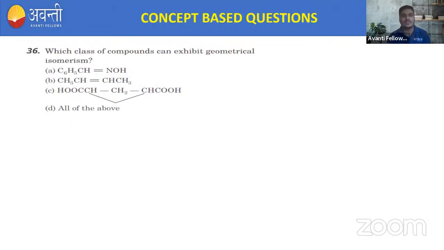Now, tell me some questions related to geometrical and optical isomerism. The first question is, which class of compound can exhibit geometrical isomerism? Quickly tell me. Out of the four options, or all of them, which class of compound can exhibit geometrical isomerism? Tell me quickly, everyone. Okay, let's check quickly.